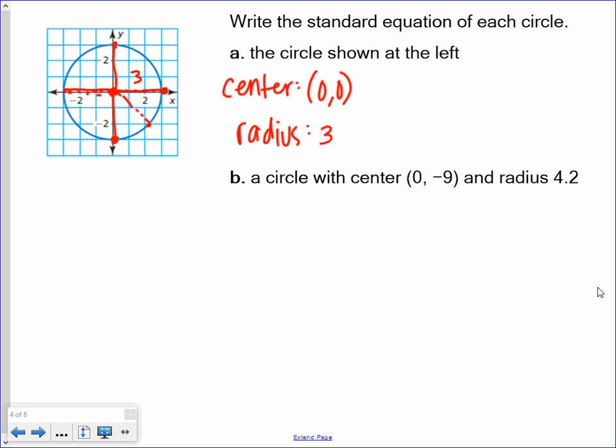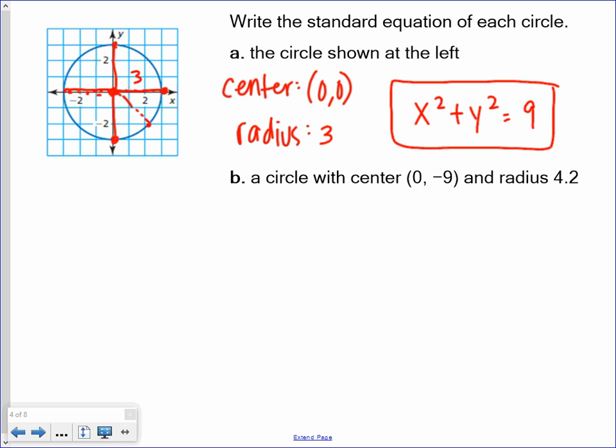Now we'll write the equation. Now, if your center hasn't gone anywhere and your center's at 0, 0, you don't have any numbers in the parentheses. You just leave it as x squared and y squared. You only put numbers in the parentheses when you've moved away from the origin. And then it always equals the radius squared. So since our radius is 3, what's 3 squared? 9. And that would be the equation of the circle. That tells me it has a center at 0, 0 and a radius of radical 9, which is 3.